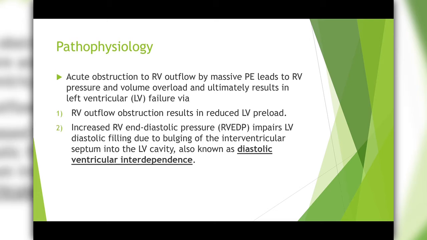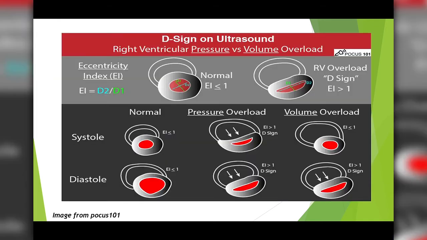Right ventricular end diastolic pressures are elevated, which causes the interventricular septum to bulge into LV cavity and impairs LV filling. This is also known as diastolic interventricular dependence. The end result is decrease in cardiac output and hypotension. Look at this illustration.